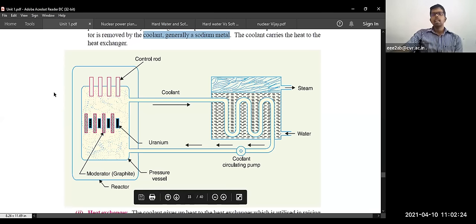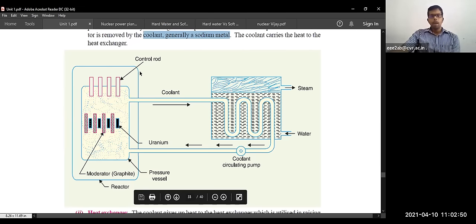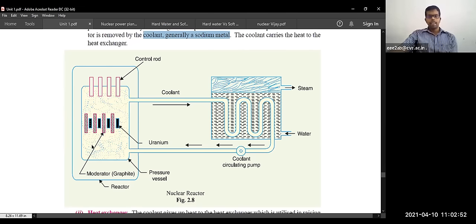But there are some disadvantages. What happens is this water goes inside the reactor, and there will be some formation of rust and scale formation. That will affect the fission reaction. So that is the main disadvantage of using the boiling water reactor, that is BWR. That's why we are going for the pressurized water reactor in this process.